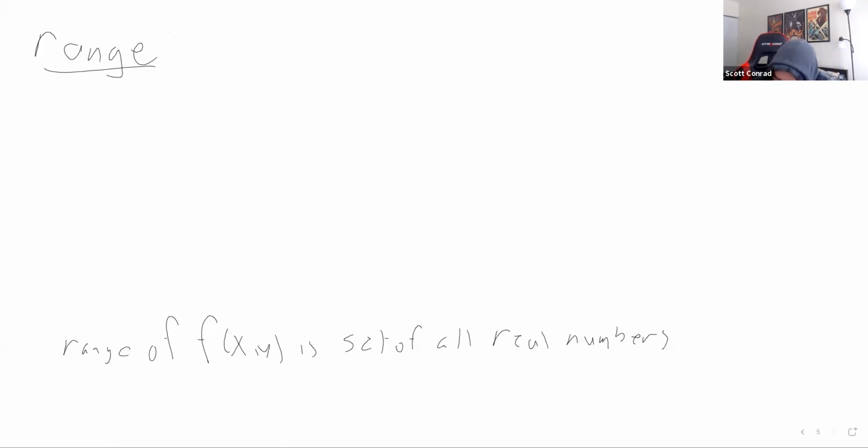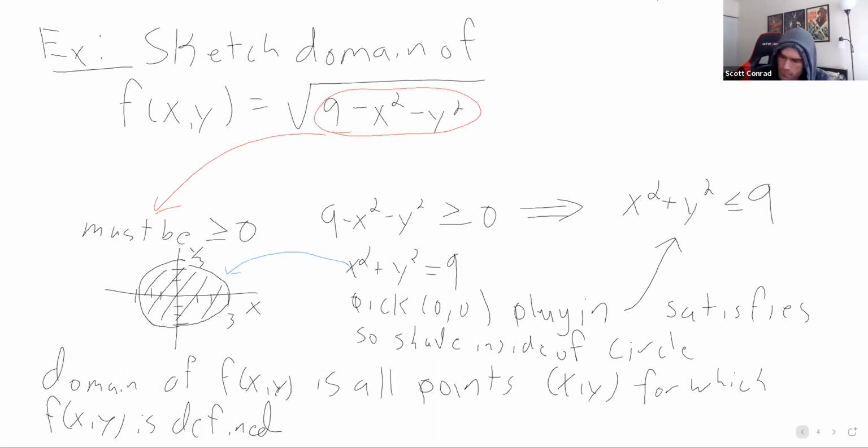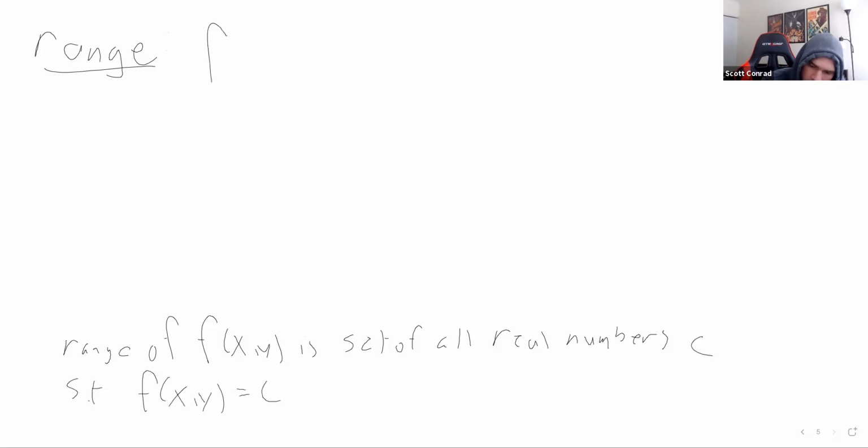So I'll say the set of all real numbers C such that our function is equal to C. So a number's in the range if there's some point you can plug into your function where it equals that. So remember our function is square root of 9 minus x squared minus y squared. Okay, so we said our domain was everything inside the circle of radius 3.